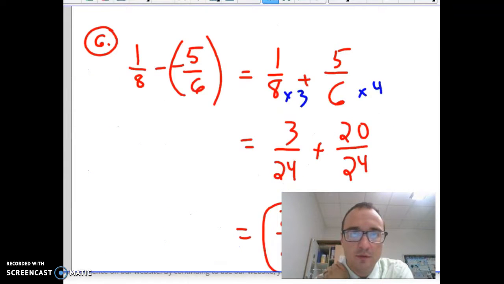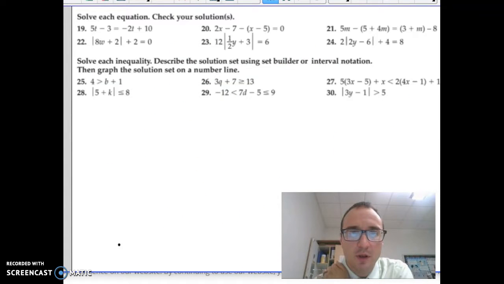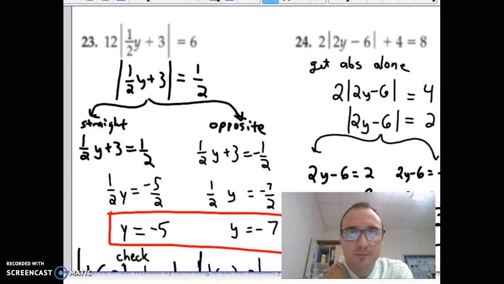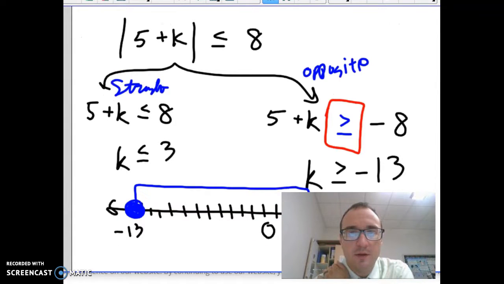And then when you add an inequality, sometimes you're going to have to graph it. And at that point, you make a number line. And here it is. So the answers, straight through, get you k is less than or equal to 3. Opposite, you have to switch the sign. All right, use this for the test, study this.